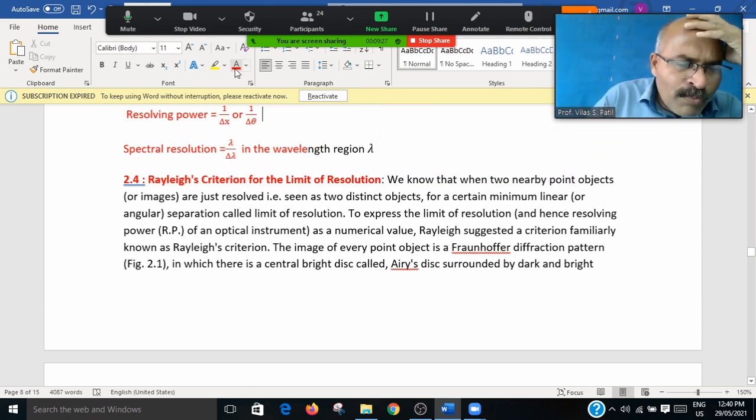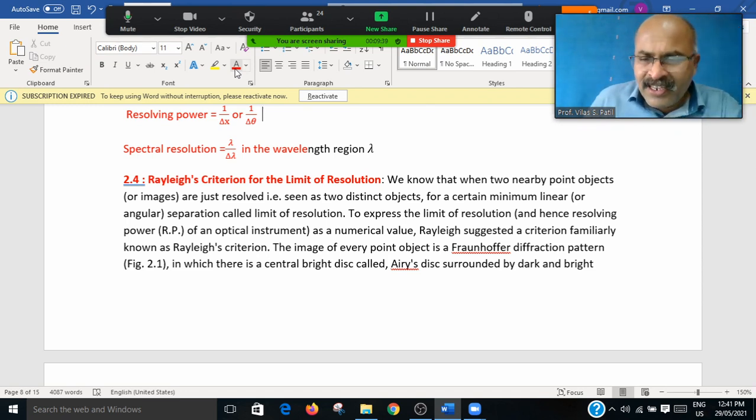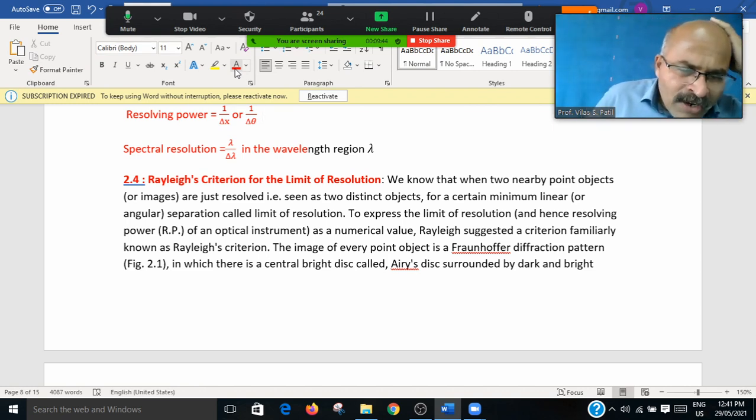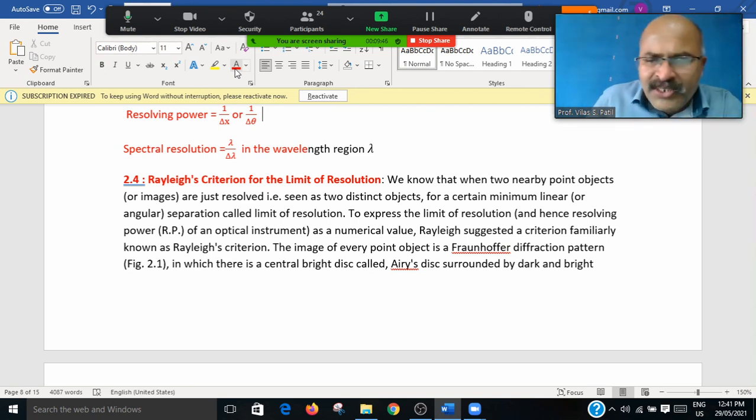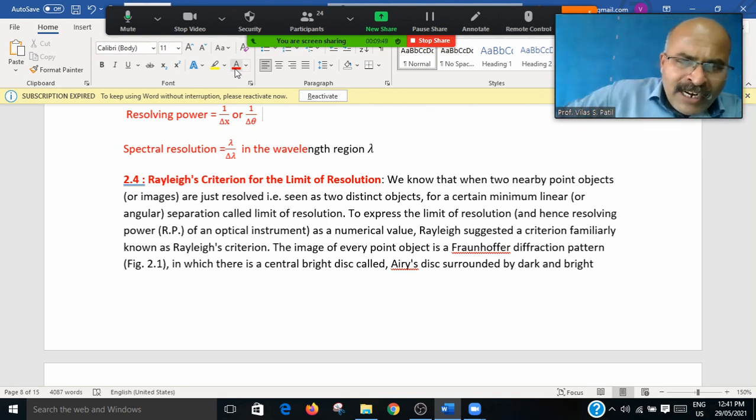Then the second topic, 2.4, the Rayleigh criterion for the limit of resolution. We know that when two nearby point objects or images are just resolved, that is, seen as two distinct images, that is the definition of resolving power. For a certain minimum linear or angular separation, called the limit of resolution, they will just be seen, that is 1 upon delta x or 1 upon delta theta. This expresses the limit of resolution and hence the resolving power, RP, of an optical instrument as a numerical value.